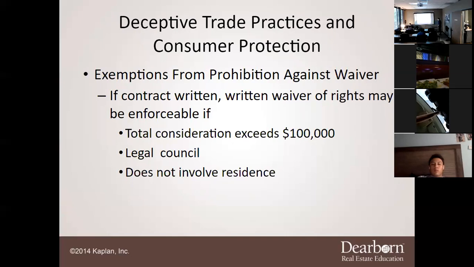Some exemptions for prohibition against the waiver. If a contract is written, waiver of rights may be enforceable if the total consideration exceeds $100,000, if legal counsel was involved, or if it does not involve the residence at all. So these are some exemptions to the prohibition against the waiver of the DTPA.